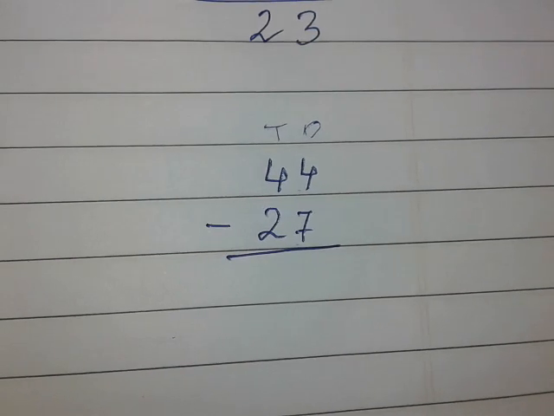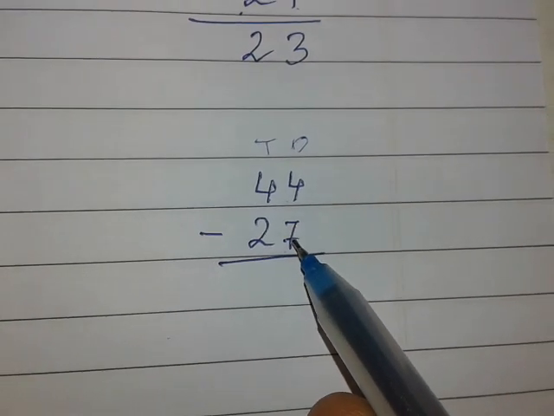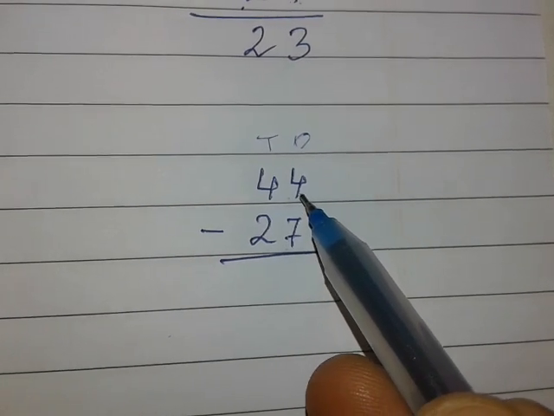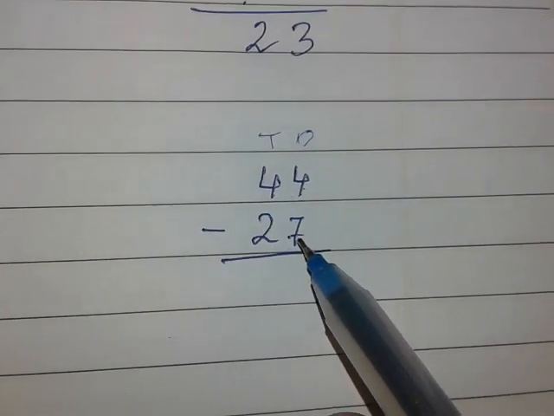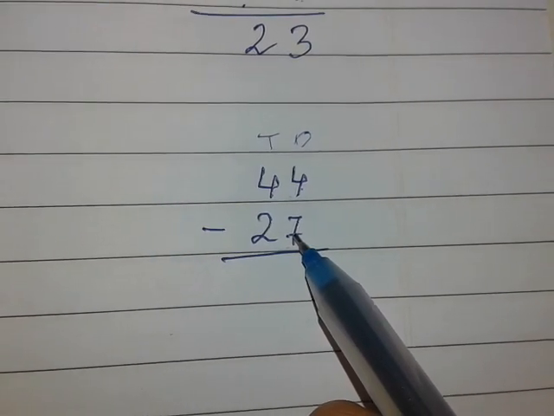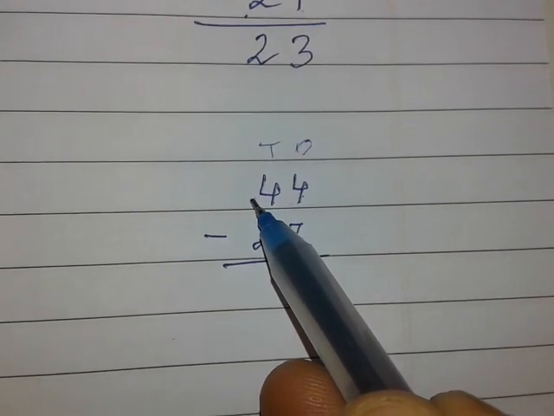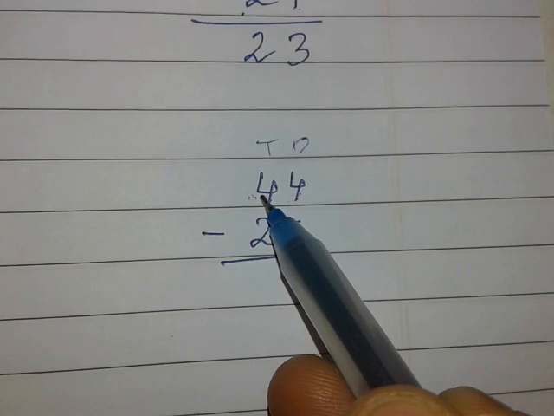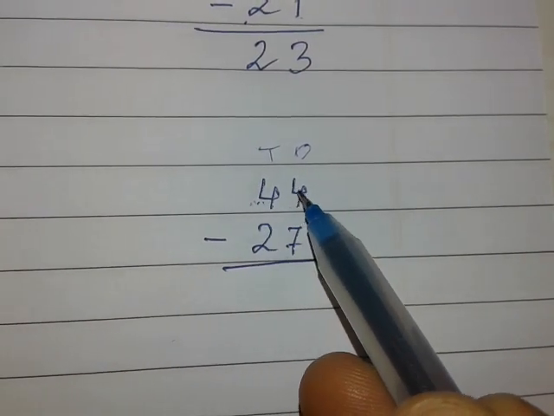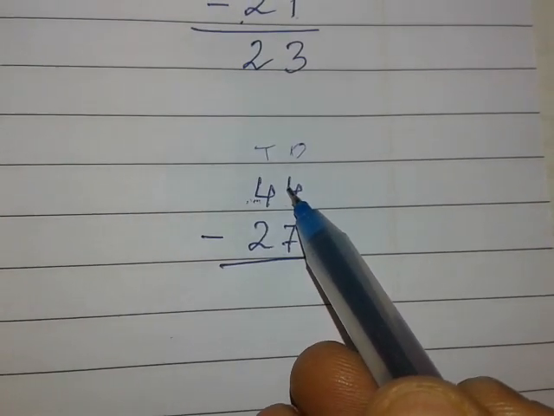This is something new that you are going to learn today. When the ones digit on the top is smaller than the ones digit at the bottom, you have to follow this procedure. We call this borrowing. We have to borrow 1 from this number. The number at the tens column will give you 1.